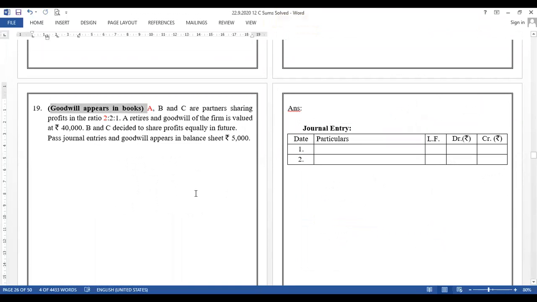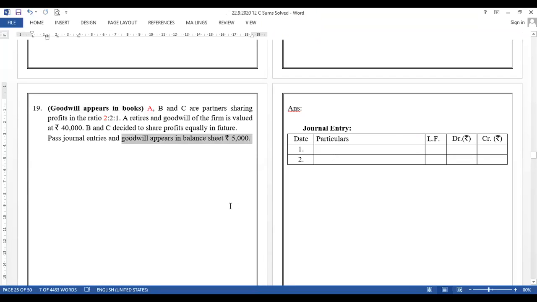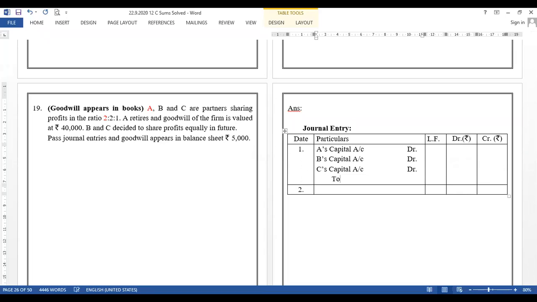We all know that if goodwill appears in the books, it has to be written off amongst all partners in the old ratio. So let us write that entry first of all. Goodwill appears in the balance sheet at rupees 5,000. The goodwill existing in the books has to be written off among all partners in the old ratio. So A's capital account debit, B's capital account debit, C's capital account debit to goodwill account. The old ratio is 2:2:1, so that is 2,000, 2,000, 1,000.